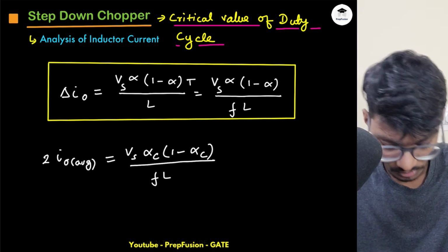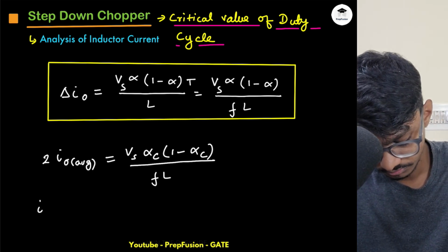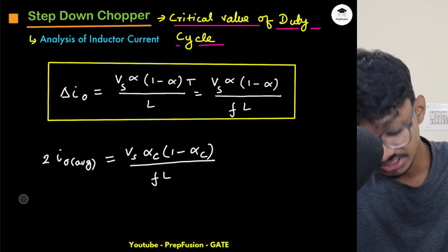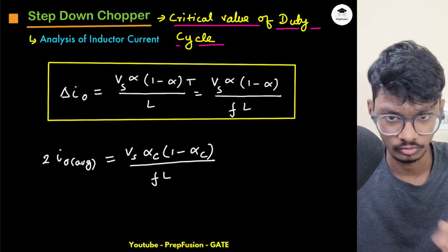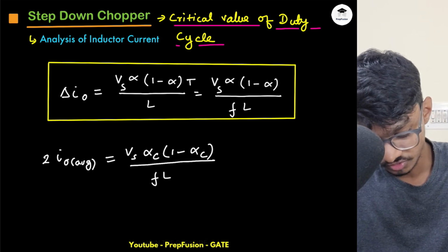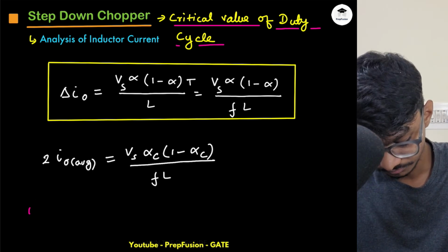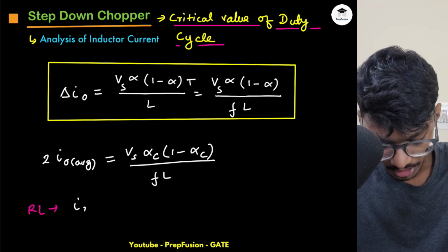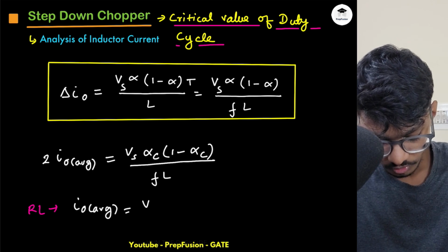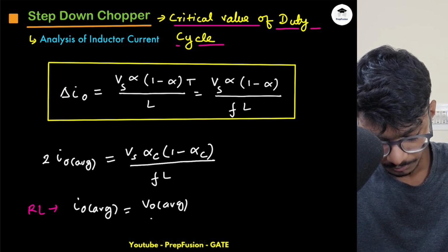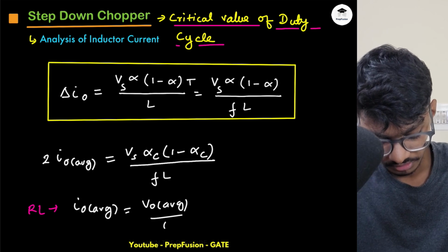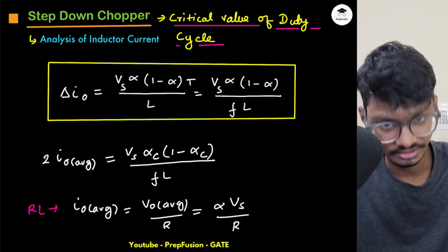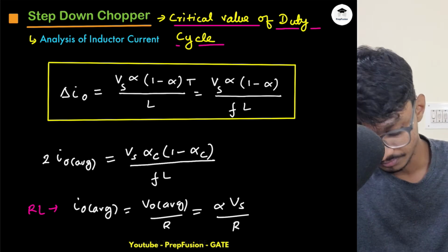So what will IO average be? Assume this is for an RL load, without E. For an RL load, I can directly say that IO average will be VO average by R. And for a step down chopper, I derived the VO average formula: it was alpha into Vs by R. Exactly, that is what I will replace.